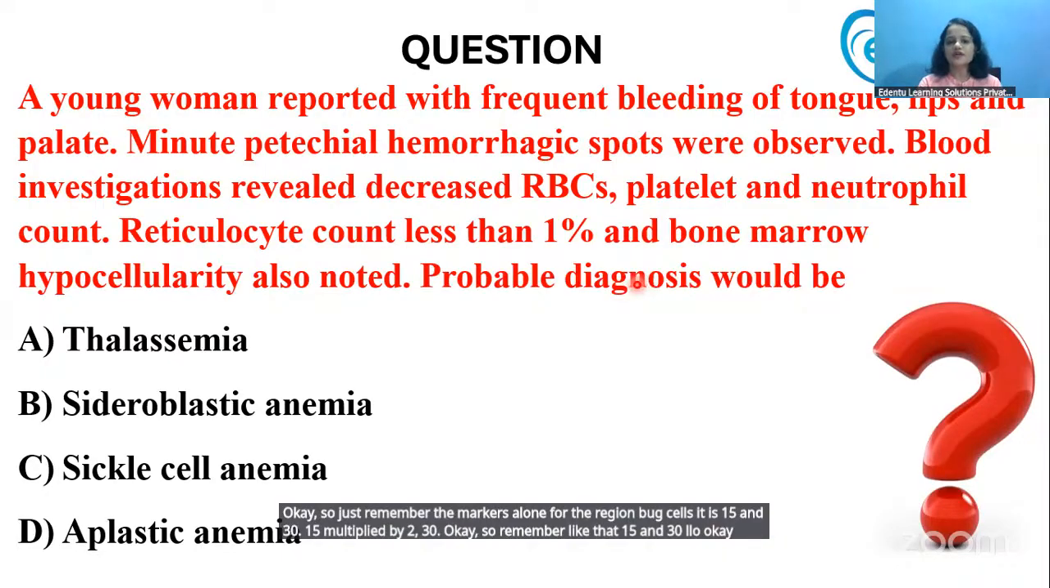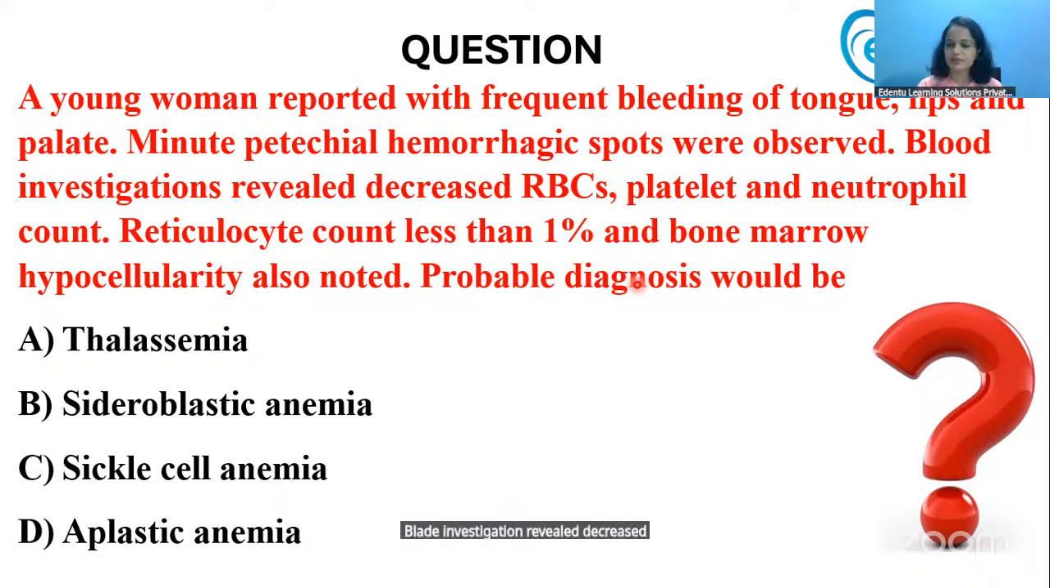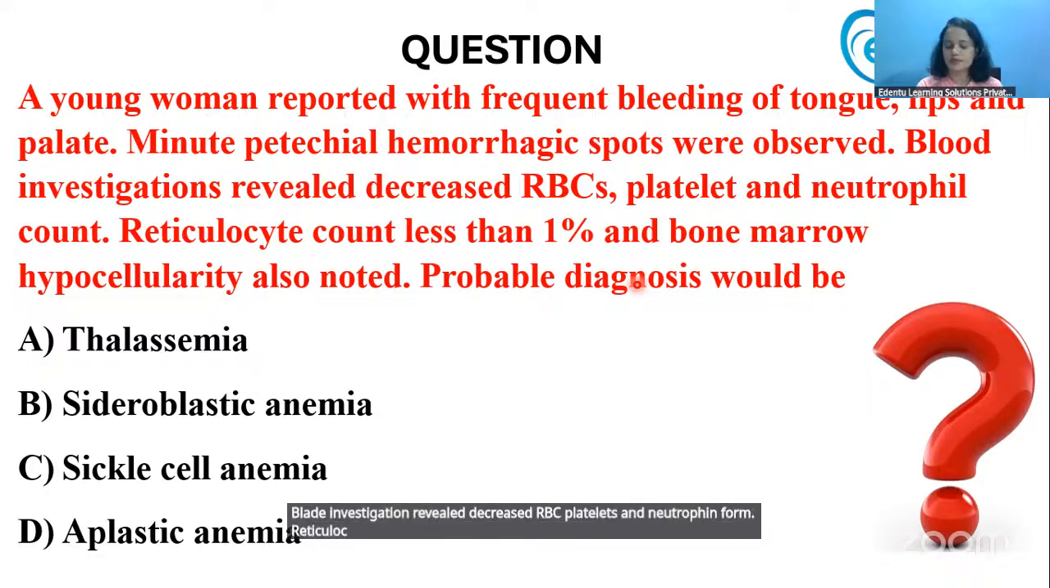Next question. A young woman reported with frequent bleeding of tongue, lips, and palate. Minute petechial hemorrhagic spots were also observed. Blood investigation revealed decreased RBC, platelet, and neutrophil count. Reticulocyte count is also less than 1%, and bone marrow hypocellularity is also seen. The probable diagnosis will be?